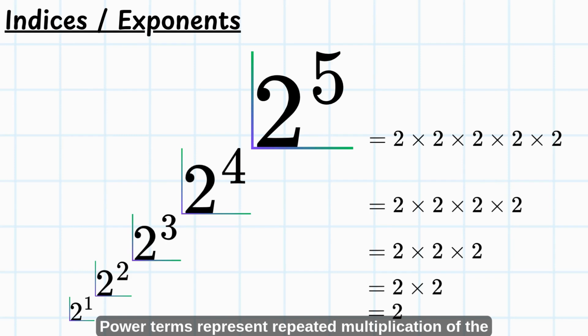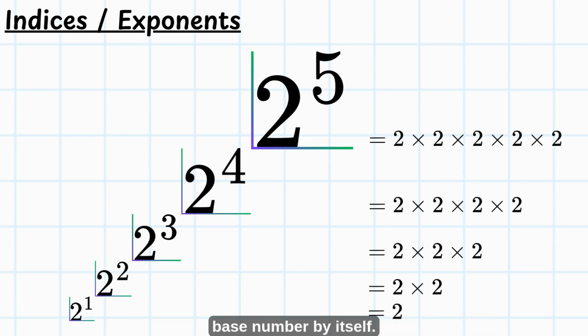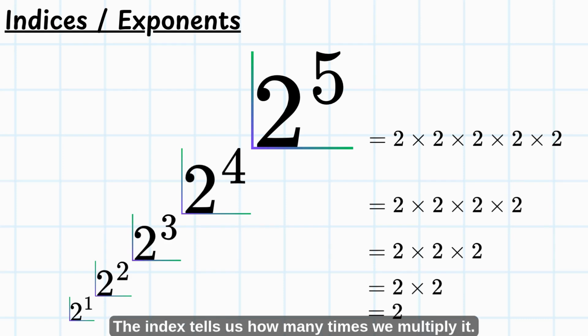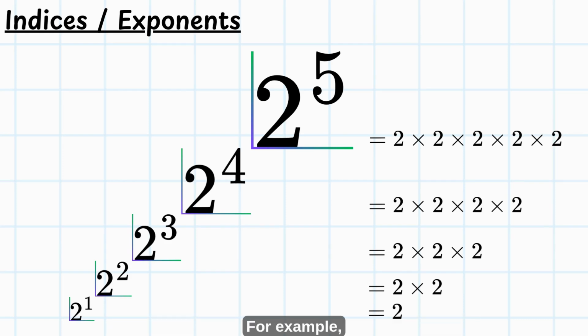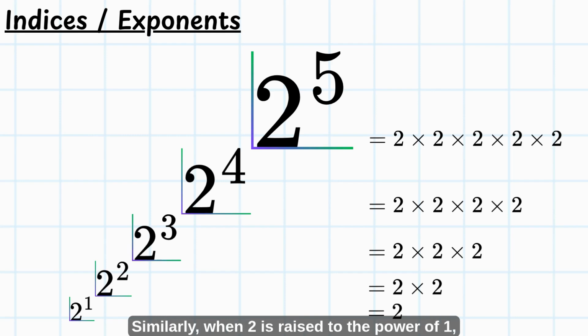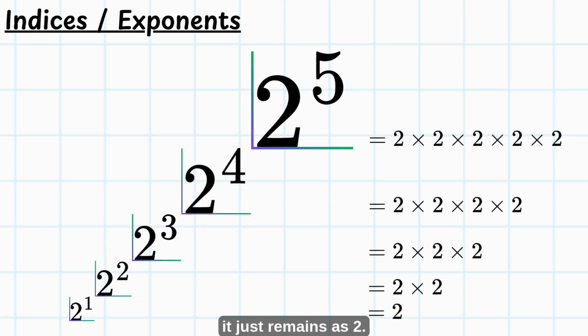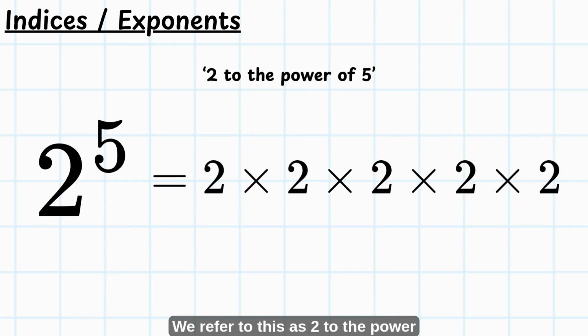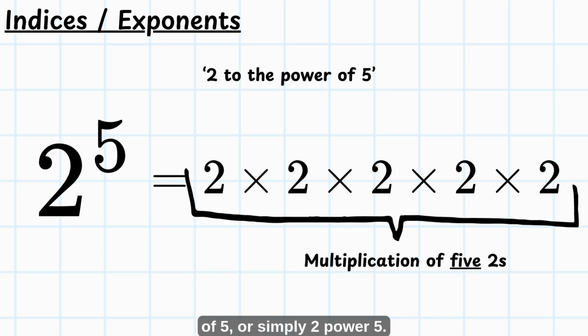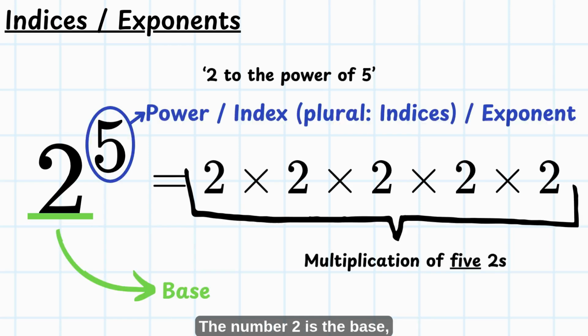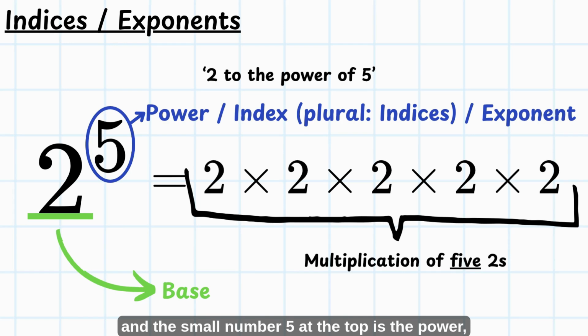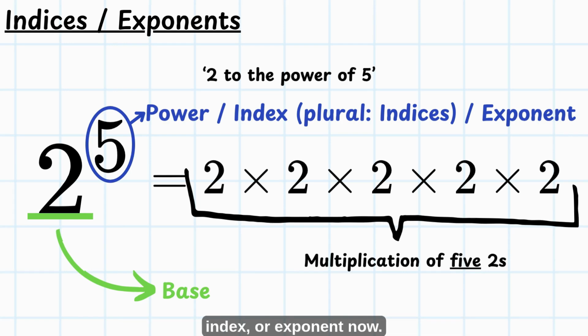Power terms represent repeated multiplication of the base number by itself. The index tells us how many times we multiply it. For example, when we raise 2 to the power of 5, it means we multiply five 2's together. Similarly, when 2 is raised to the power of 1, it just remains as 2. We refer to this as 2 to the power of 5, or simply 2 power 5. The number 2 is the base, and the small number 5 at the top is the power, index, or exponent.